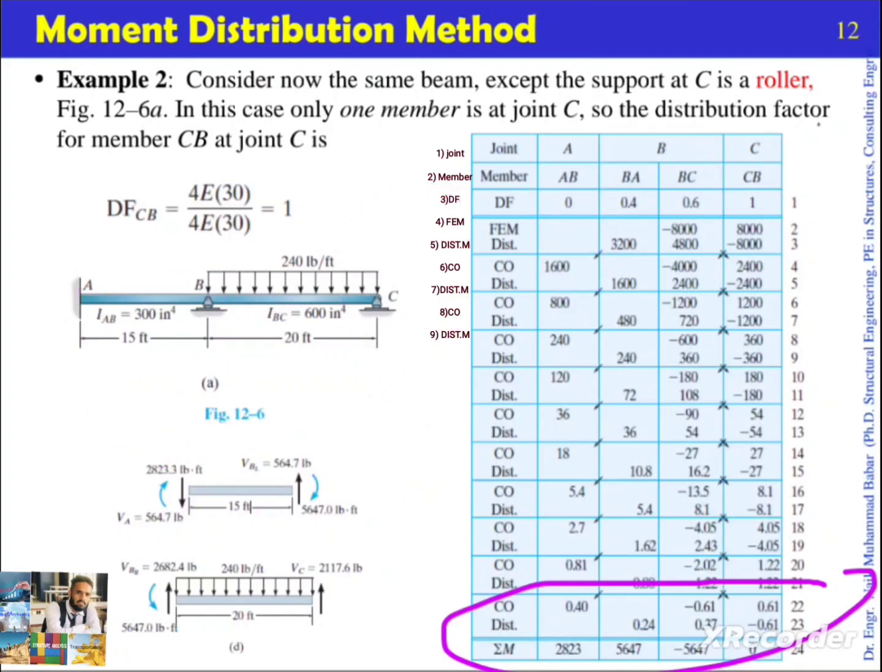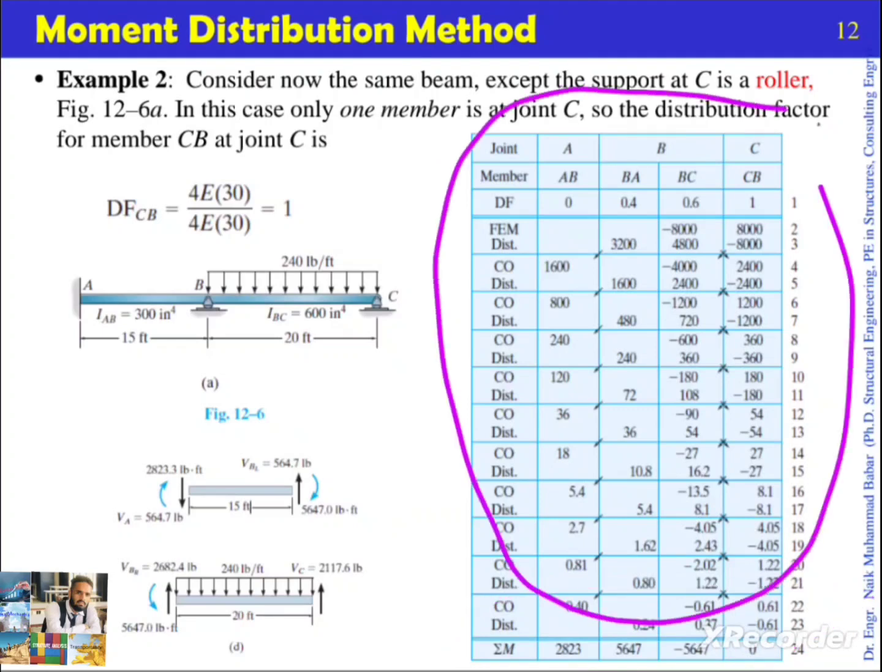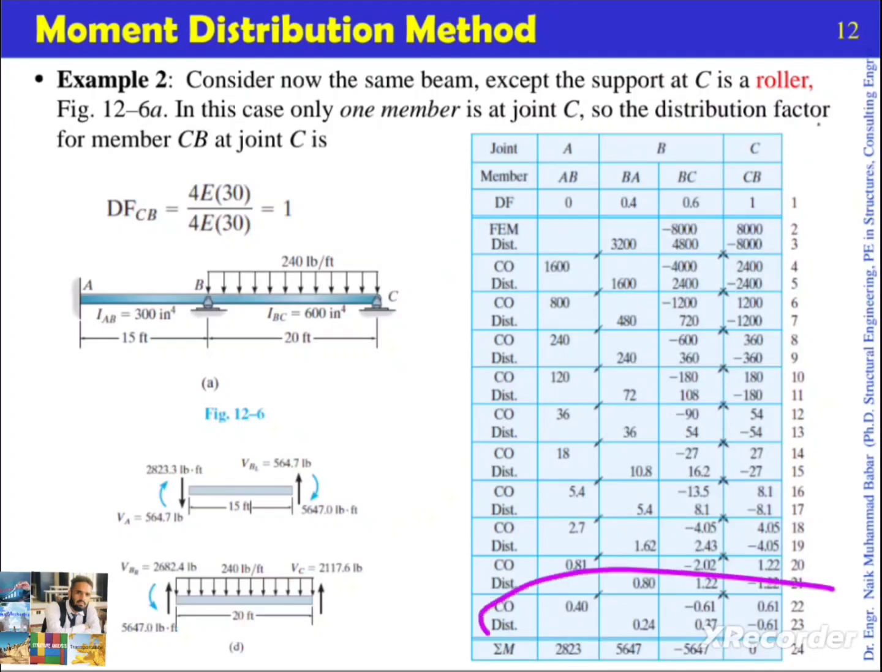So this is the table for the moment distribution method. Understand this table. The first row will be the joint, the second is the member, the third is the distribution factor, and the fourth is the fixed end moment. We will calculate the fixed end moment for each member, and repeat the distribution moment and carryover until we get the moments at each joint in the form of 0.5, 0.4. So we will start the trial.